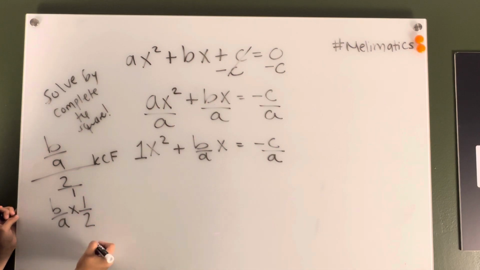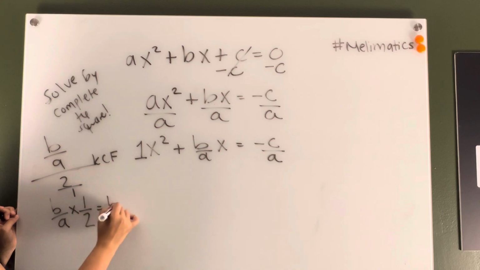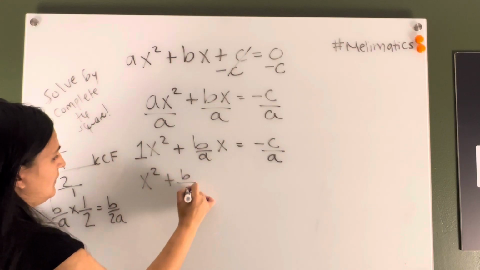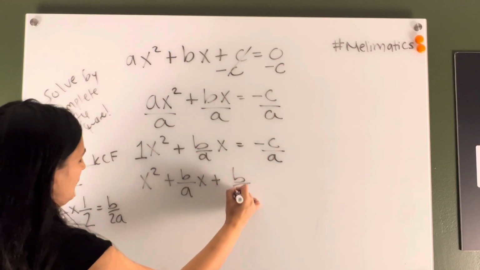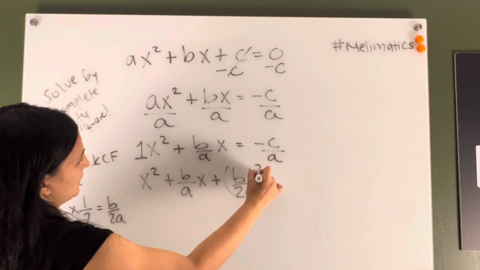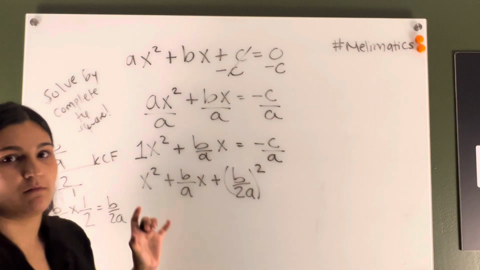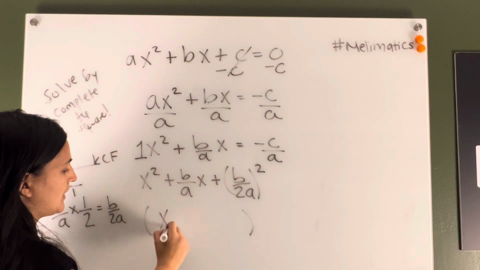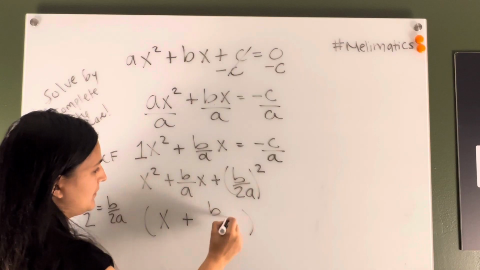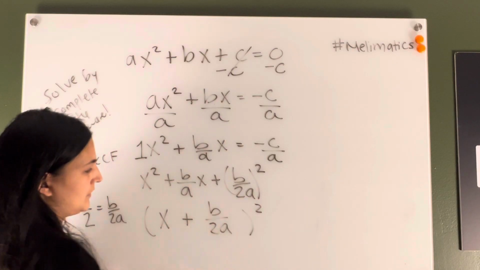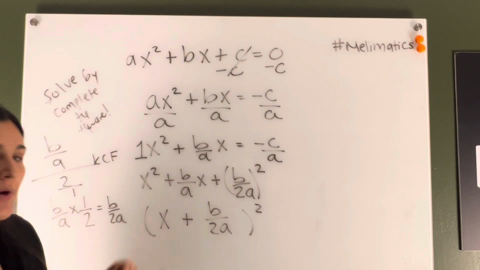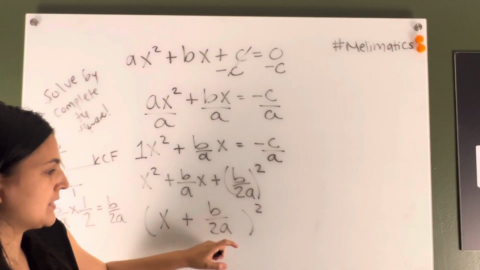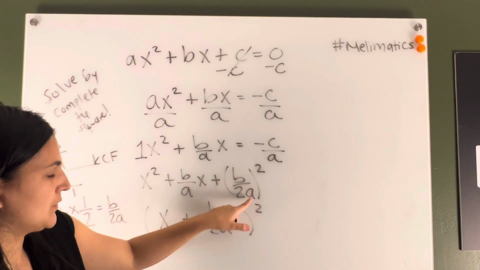Keep, change, flip. So this is going to be b over 2a. So I'm going to have to use b over 2a, and of course square that in order to be able to have FOIL make this work out. So if I were to factor this using FOIL, it would be x plus b over 2a all squared. Again, if you were to expand this, check your outer, check your inner, you're going to get this term back. And of course, when you do the last of FOIL, you're going to get this last number squared.